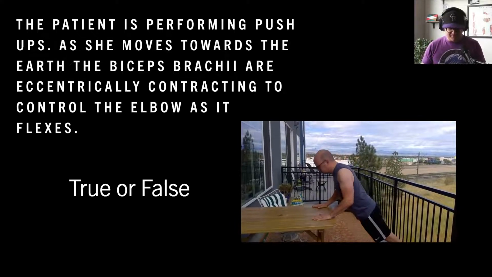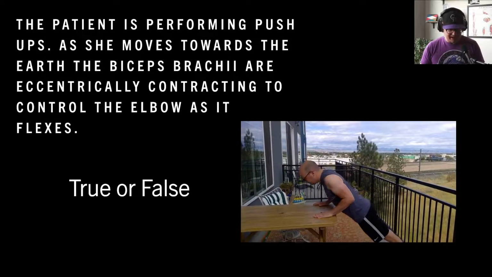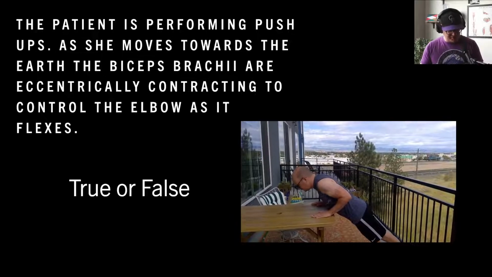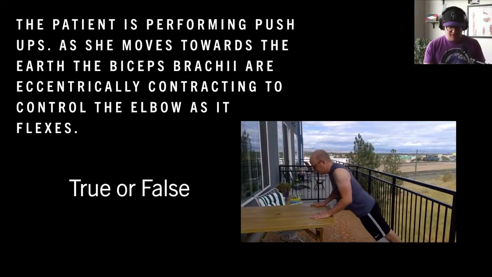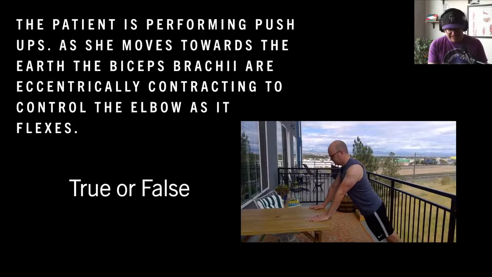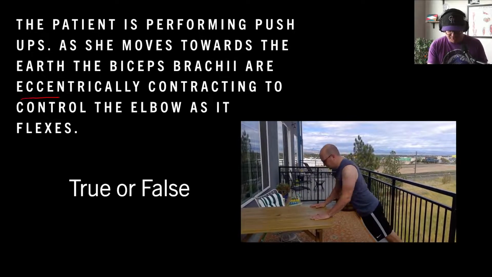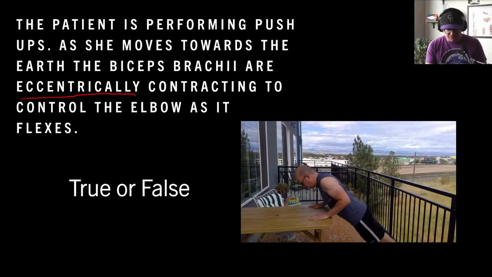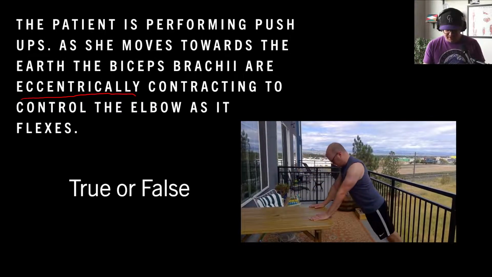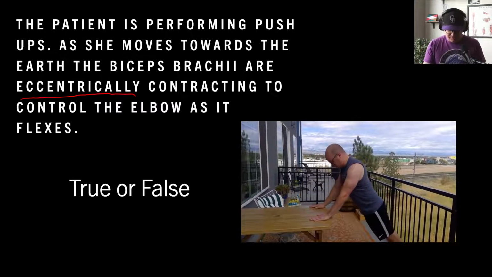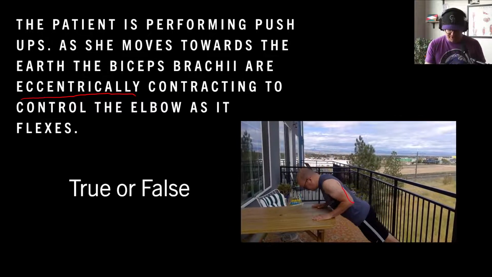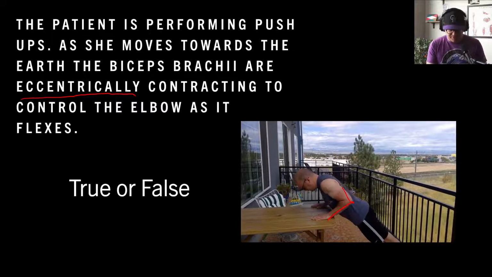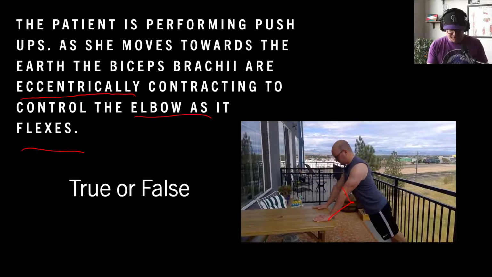So again, we have a patient performing a push-up. As she moves towards the earth, eccentric, the biceps are eccentrically contracting. Well, this is a true statement, so we're going to keep that. To control the elbow as it flexes. So as I move towards the earth, is the elbow flexing? Yes, the elbow is flexing as I move towards the earth. So elbow flexion is occurring, moving towards the earth.